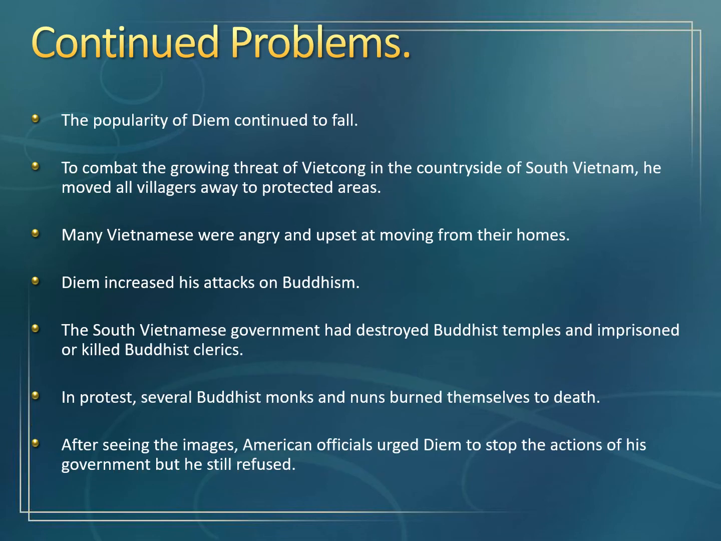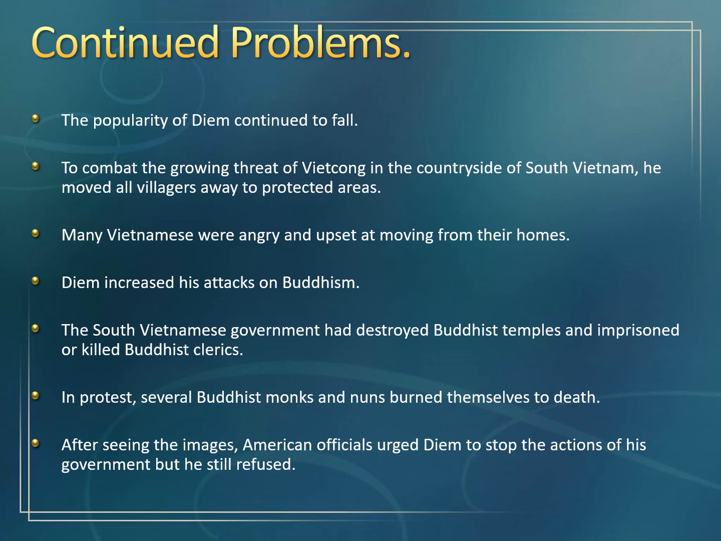So continued problems. The popularity of Diem continued to fall. To combat the growing threat of the Viet Cong in the countryside of South Vietnam, Diem moved all villagers away to protected areas. So he moves them away from their homes. And a lot of people were upset with this, obviously, being moved out of their homes. A lot of them were family homes they lived in for many, many years. But they were upset and angry at this.